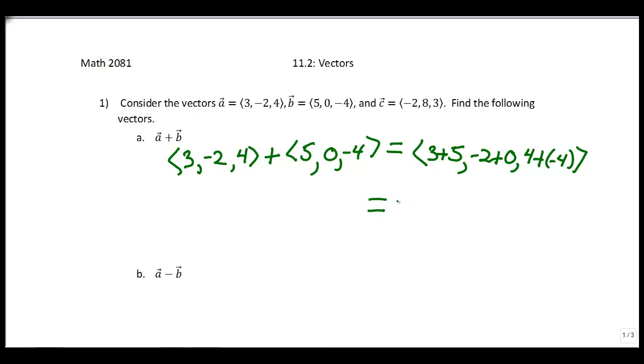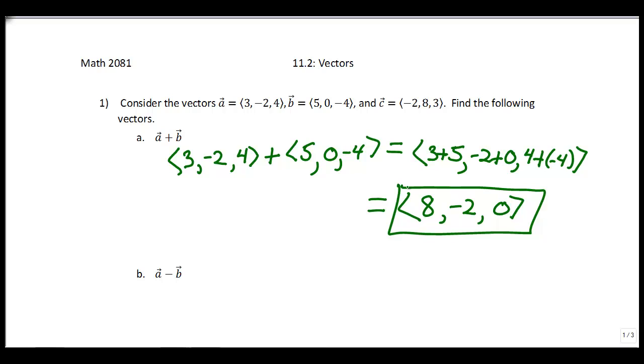And that gives you a vector. 3 plus 5 is 8. Negative 2 plus 0 is negative 2. 4 plus negative 4 is 0. And there's your answer. When you take A plus B, you get 8, negative 2, 0.